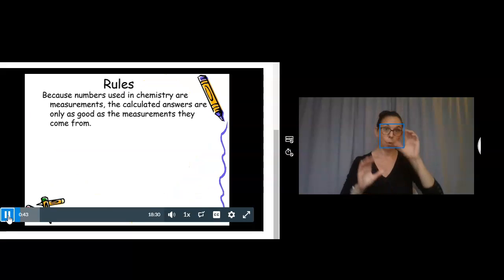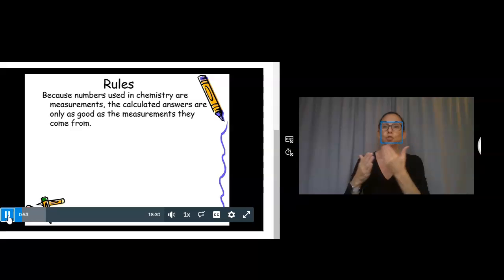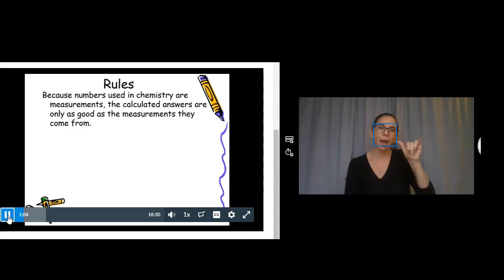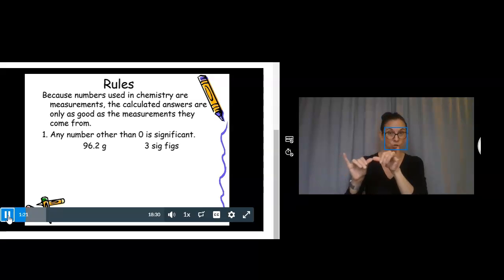Let's get started. Because numbers used in chemistry are measurements, the calculated answers are only as good as the measurements they come from. Anytime we do a calculation, we have to be aware that those answers reflect the degree of reliability of the tools that we used. So the first thing we're going to do is talk about how to recognize significant figures in a measurement. And keep in mind, we're looking at the digits that are significant to the measurement. They may or may not be significant to the number, but they are a significant part of the measurement.